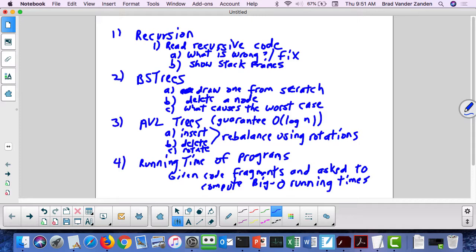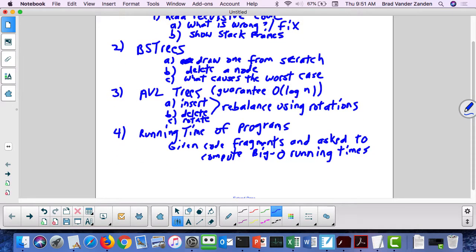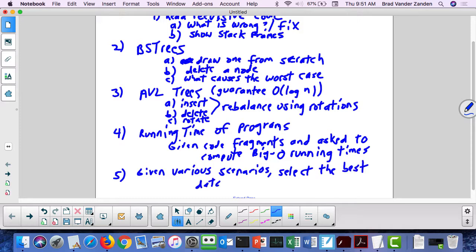And then finally, in addition to these four items, 1, 2, 3, and 4, the last thing you need to be able to do is, given various scenarios, select the best data structure. So that means you better know what the big O running times are for the data structures we went over. So maps, sets, hash tables, linked lists, vectors, and so on and so forth. And you need to know the situations where they apply or don't apply.